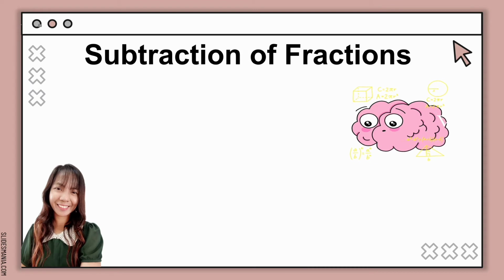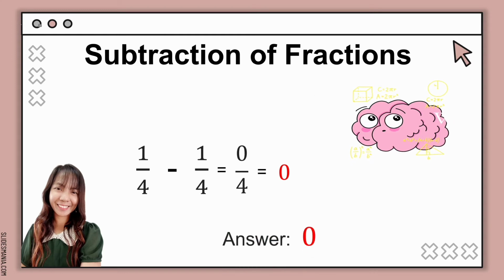Next, subtraction of fractions. We have here 1 over 4 minus 1 over 4. As you can see, we have the same denominators, so we can just subtract right away. 1 minus 1 is 0, and then simply copy the denominator. You have to simplify your answer when necessary. This time, we can simplify our answer. 0 divided by 4 is 0. So the answer is 0.